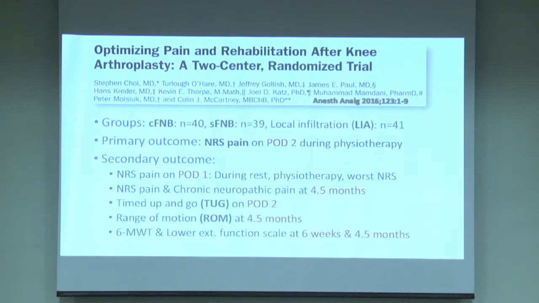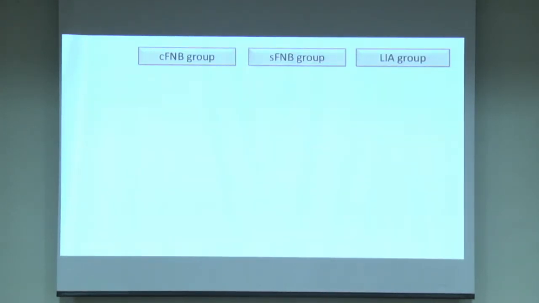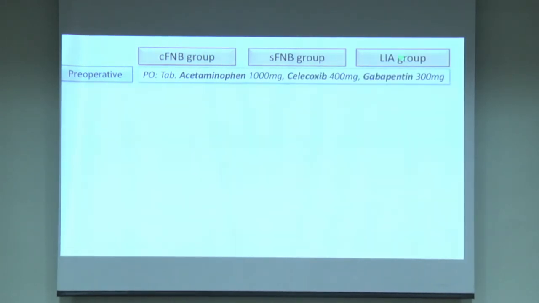And they did all these tests: timed up and go at second postoperative day, range of motions at 4.5 months, the 6-minute walk test, the lower extremity function scale at 6 weeks and 4.5 months. Looking at all these outcomes, it was interesting to see how their study design was. They had all the patients covered with anti-inflammatories, gabapentin and acetaminophen. They were given boluses that were blinded and randomized.